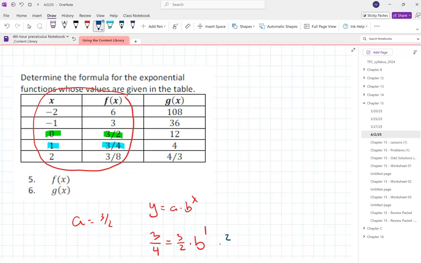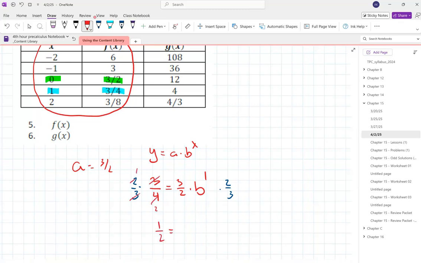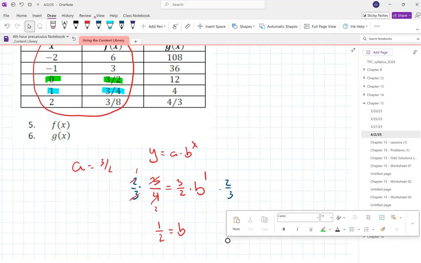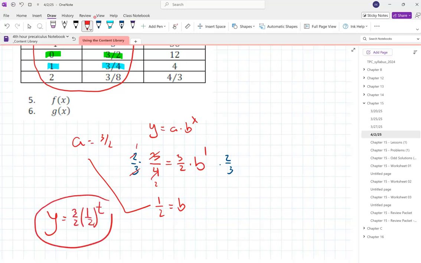So to get the b by itself, I'll multiply both sides by 2/3. So when I do that, the 3's cancel and that reduces down to 1/2. And then I just put it all together. I guess I should call these x's. I think we were calling them x's. But that's it. Does that feel okay? That's all she is.